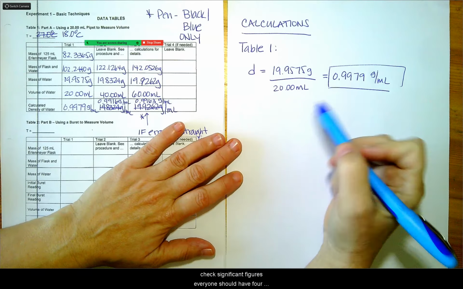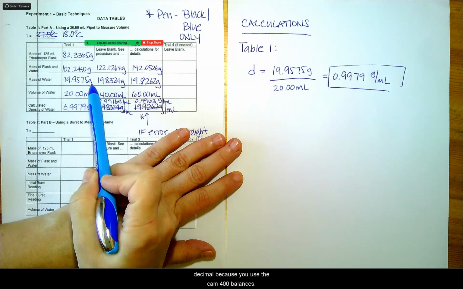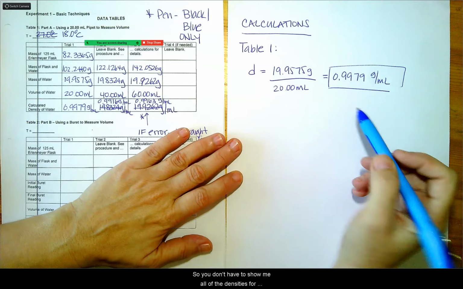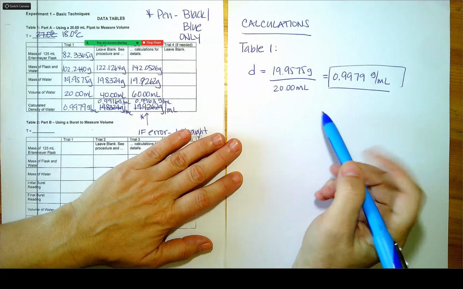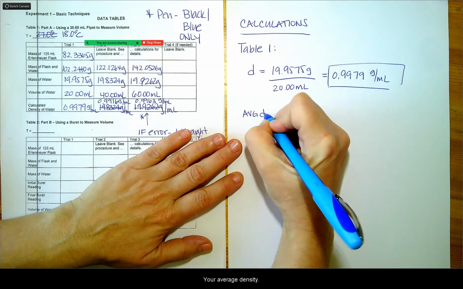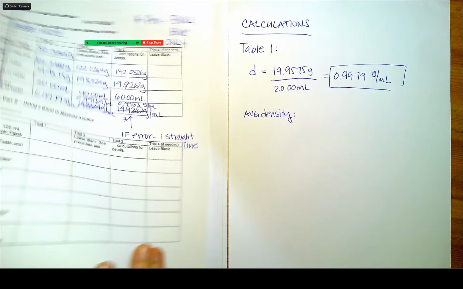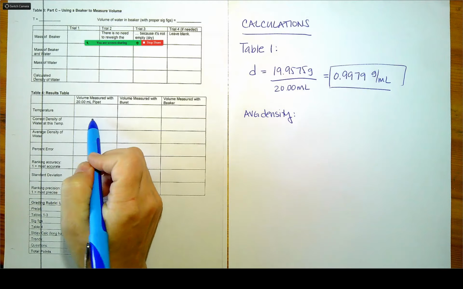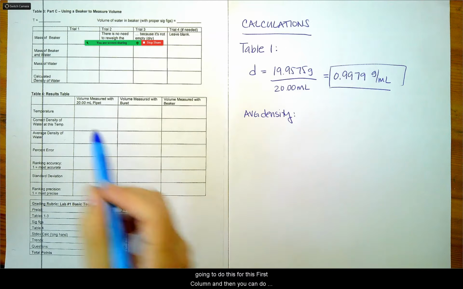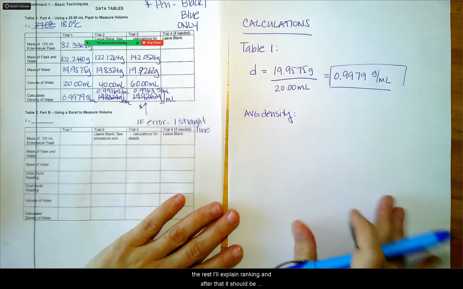Okay, so that's going to be one of our calculations. Make sure to check significant figures. Everyone should have 4 decimal places after the decimal, because you use the Chem 400 balances. So you don't have to show me all of the densities for each, but just show me one. And then I want you to show me your average density. Because at this point, you should be working on this results table, and we need the average density here. So I'm going to do this for this first column, and then you can do the rest. I'll explain ranking. Then after that, it should be pretty straightforward.